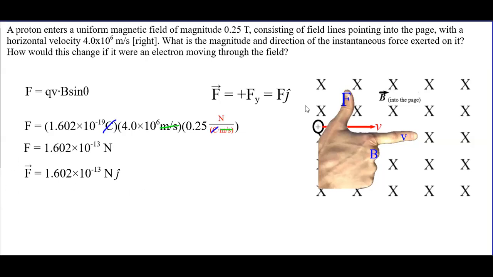If you actually make it a vector notation, which you probably should, because the question asks for the magnitude and direction, there's the arrow, and I'm just going to put the unit vector j right after it, and that should be enough.